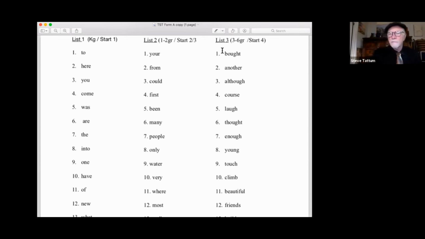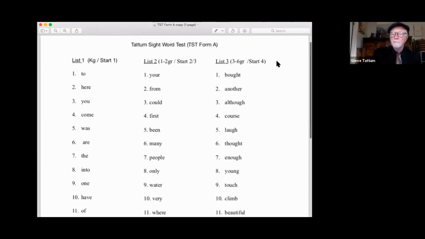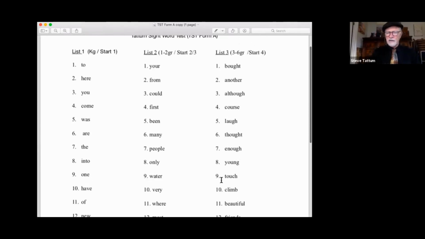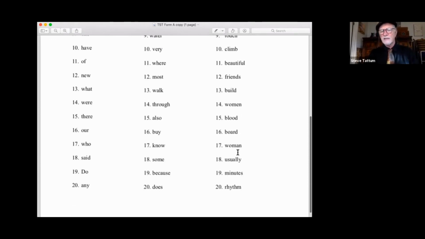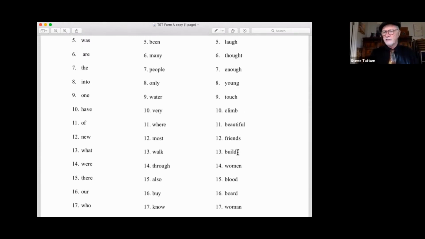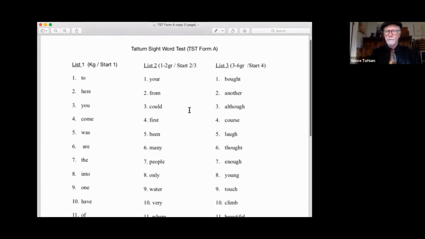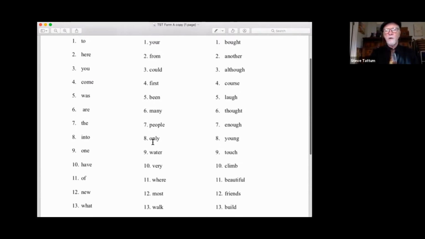Now my Start 4, this list, unless they break down on multiple words. I have this on the sheet. If they break down on like 4 out of the 10, we go back and do this list. But usually a Start 4, I'll give them a shot at this. What percent do they get? A good Start 4 should ace this. A Start 2 kid should do pretty well.